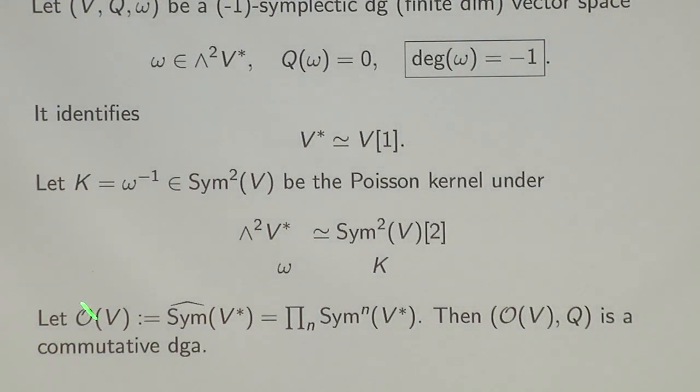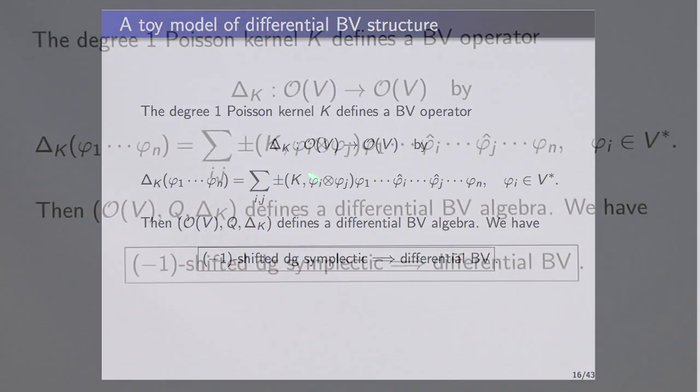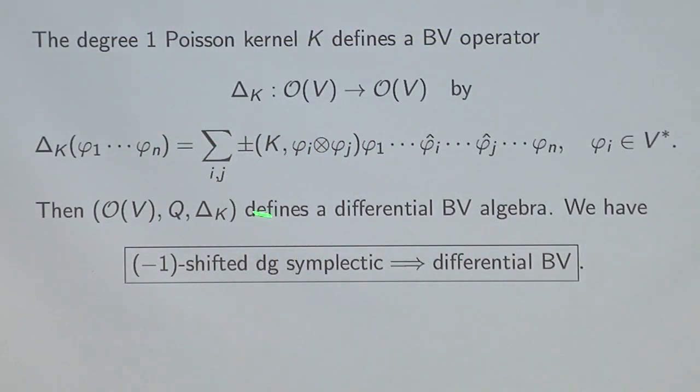You look at the polynomial functions, or formal polynomial functions, on this vector space, with a differential induced by Q. Then you can obtain a BV operator by contracting with the Poisson kernel. If applied to a polynomial, you can choose any two of its factors and pair with K, and you get a number, because this lies in the dual, and K lies in the vector space itself, the symmetric 2-tensor. And then you get a differential BV algebra.